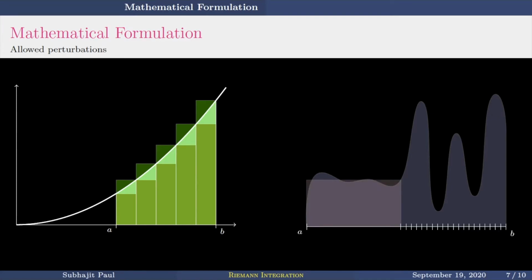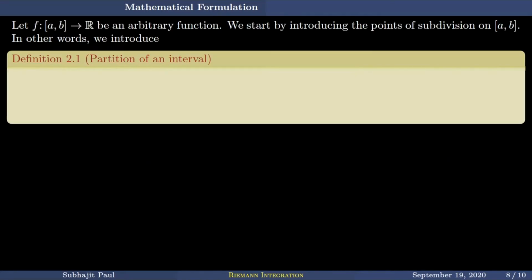So here, what we are doing is following the path of Riemann in the mathematical formulation of this technique. He wants to investigate whether this traditional technique of finding area by approximation with known areas actually works in general or not. So we start the mathematical formulation by introducing partition of an interval.